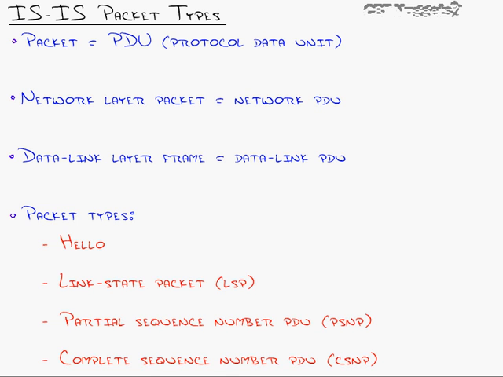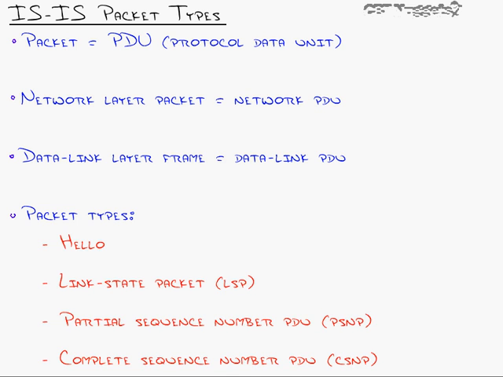Just like LSAs comprise the core of OSPF, and we would send an LSA anytime something changed or a network was added, we send LSPs in the ISIS world. Now, the final two are the PSNPs and the CSNPs, the partial sequence number PDU and complete sequence number PDU. Those are used for a variety of things, but I'll boil it down real simple and say a PSNP is typically an acknowledgement.